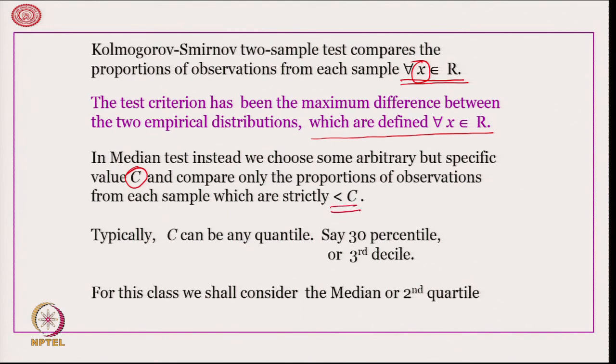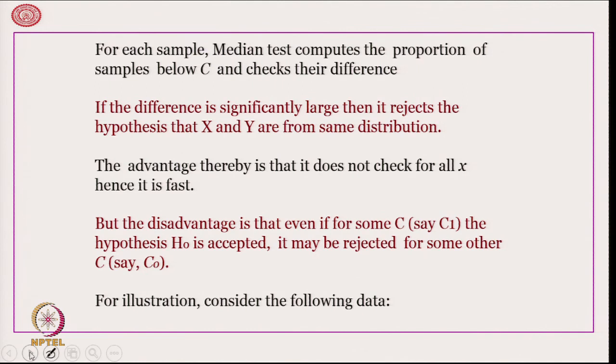Typically, c can be any quantile. Say for example, it can be the 30th percentile, or the third decile, like that it can be any quantile. However, for this class we shall consider only the median or the second quartile. Now, for each sample, median test computes the proportion of samples below c and checks their difference. If the difference is significantly large, then it rejects the hypothesis that x and y are from the same distribution.